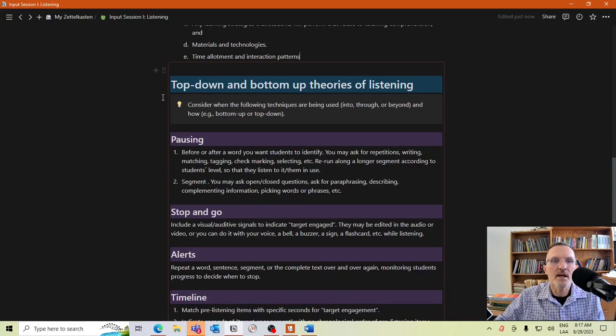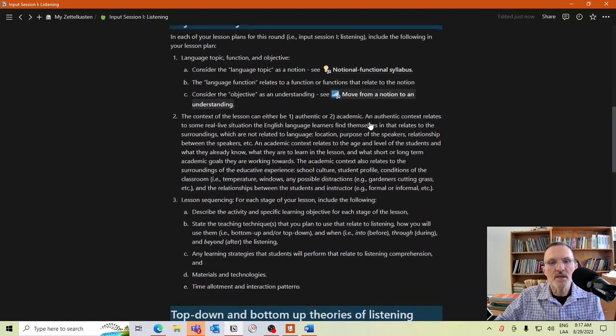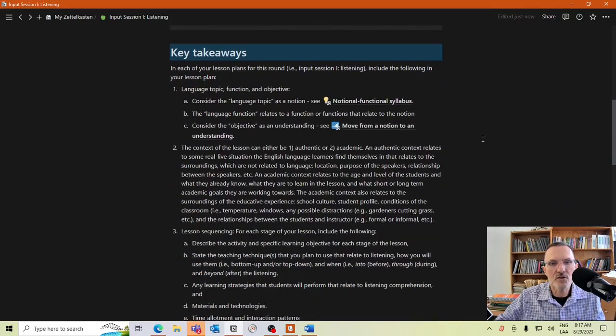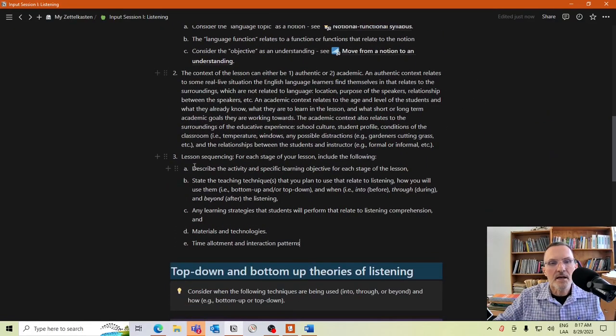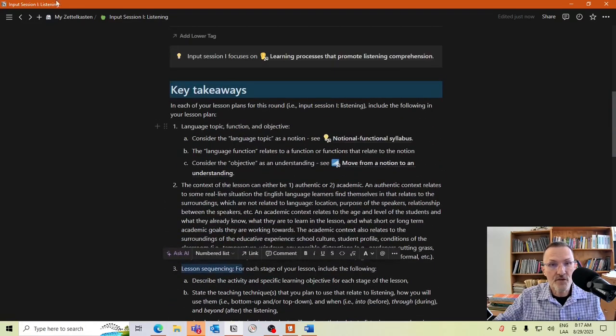If you continue to go down, I have pages related to top-down, bottom-up theories. And again, in all of our lessons, we need to talk about how you're going to apply these techniques that relate to the theory, the top-down, bottom-up theories, and when you're going to apply those techniques, either before, during, and/or after the listening. Okay, this should be throughout your lesson plan at the level of the lesson sequencing, where you're explaining each of your stages that you're planning for your 15-minute class.